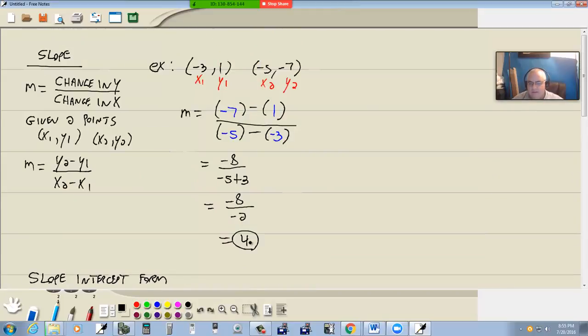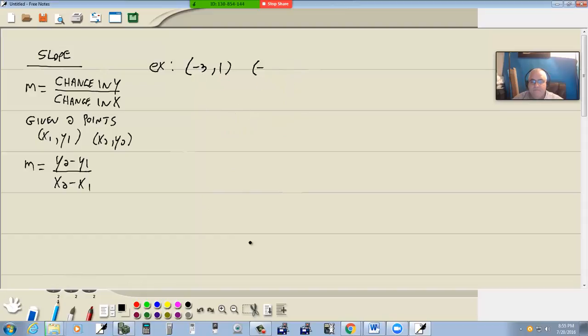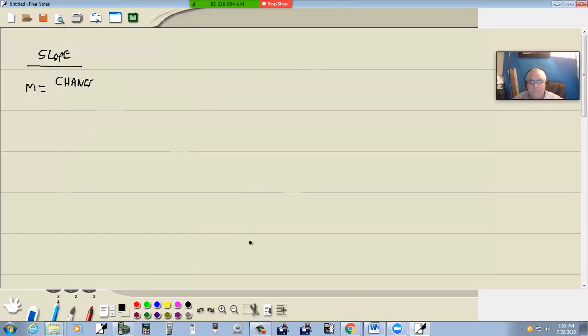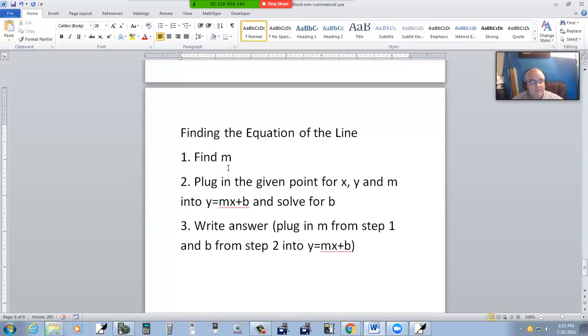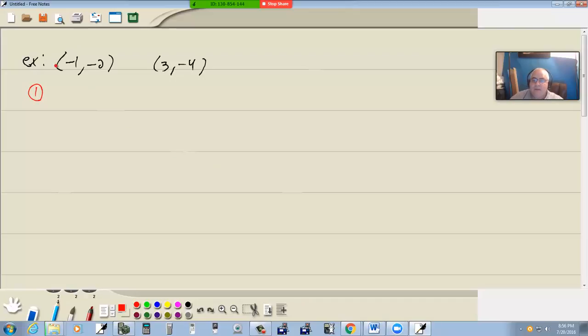Let me clear this all off. Okay. In some problems, you may be given 2 points. So we're given 1 point there, and we're given another point. And the instructions are to find the equation of the line. Well, now in step 1, it's not so easy because the m isn't given, so we have to find m.